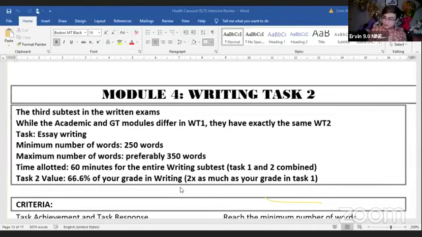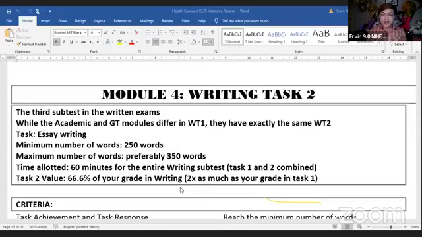So what exactly do they do? They give you 1 hour to finish both task 1 and task 2, regardless of the time that you spent for each task. So whether it's 30 minutes for each, it really doesn't matter. What's most important is that both of them are completed in 1 hour.